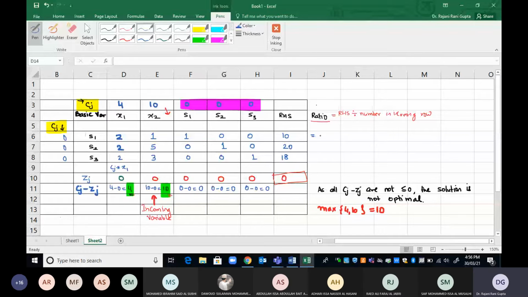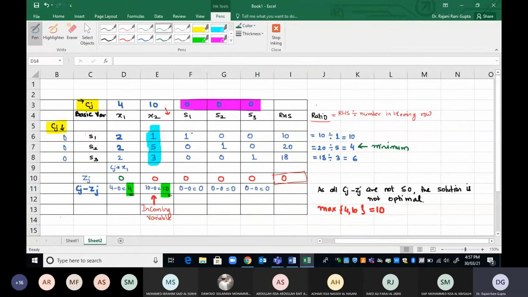the numbers are 10 divided by, now the incoming row is this one, right? Because the x1 variable is incoming. So what is the number? 10 divided by 1, which gives you 10. Here it gives you 20 divided by 5, which will be 4. And here it is 18 divided by 3, which gives you 6. Now out of these three, the employer will select the minimum. This is the minimum.